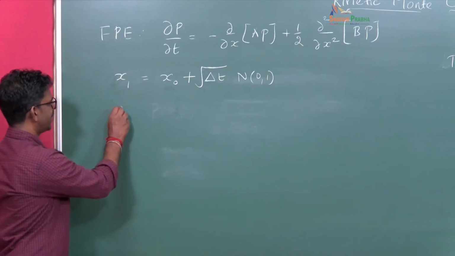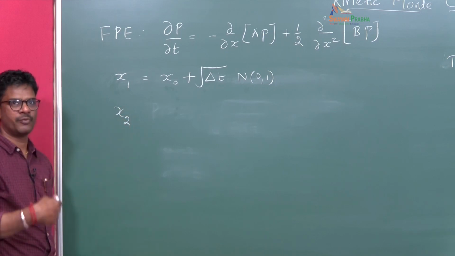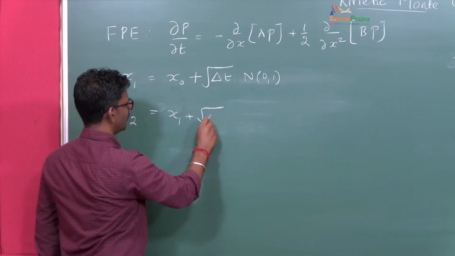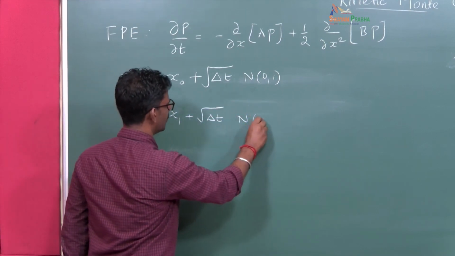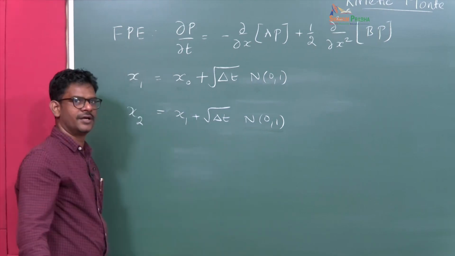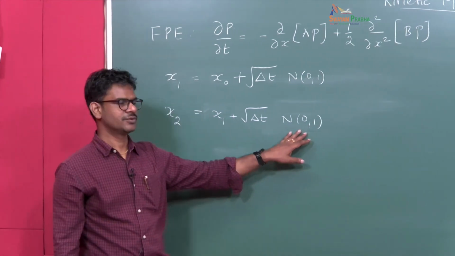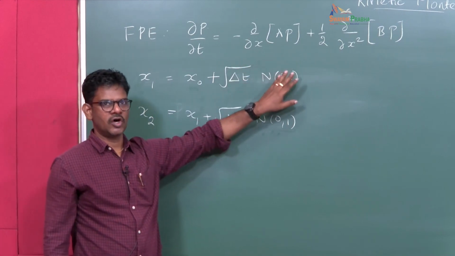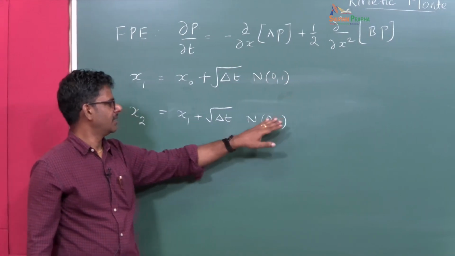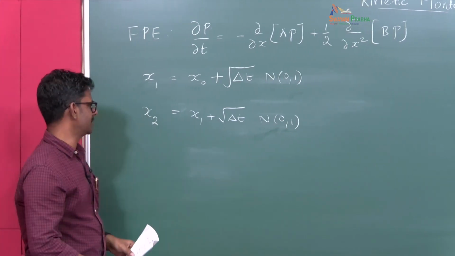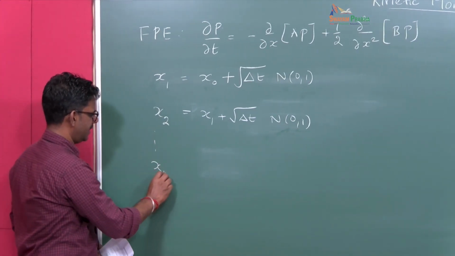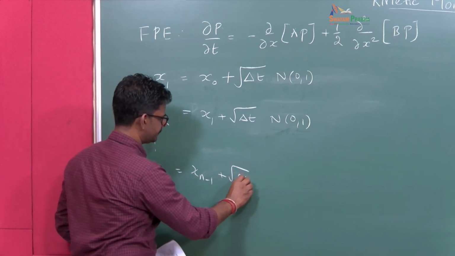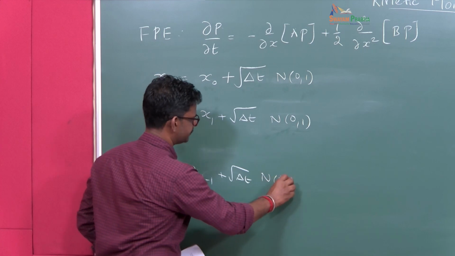Now, when you want to go to time 2 delta t, that is the next time point, that will be the previous position x1 plus square root of delta t times N of 0 comma 1. So, this can be another different random variate. At every time step we generate a normally distributed random number, and that is used to update the particle position. Similarly, you can go to xn, which is x(n-1) plus square root of delta t times N of 0 comma 1.